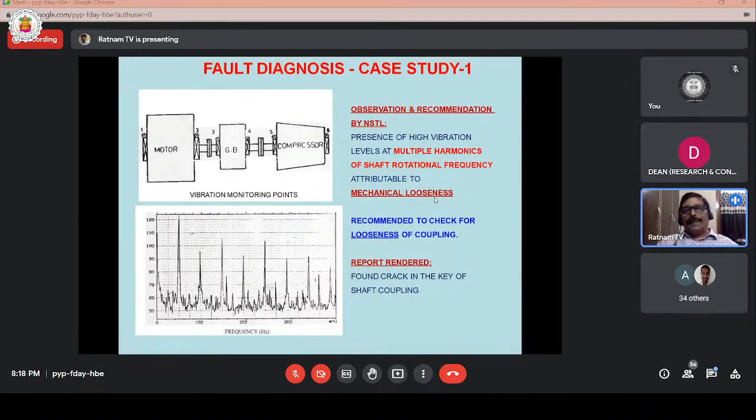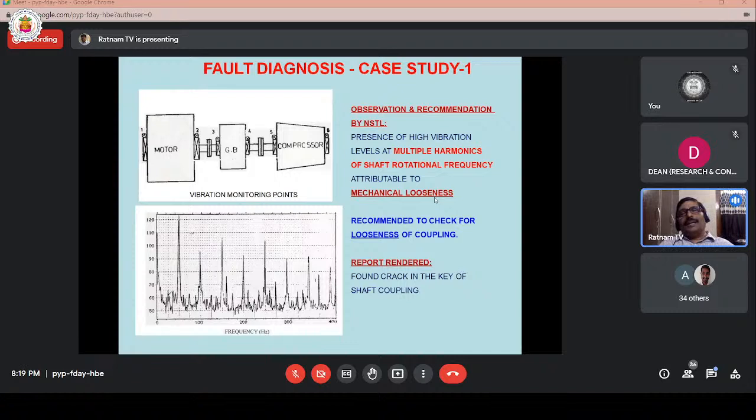These are the practical case studies I would like to present: fault diagnosis case studies. The first is a motor-driven compressor. We carried out vibration measurements at HPCL, where the compressor was shutting down with high vibration levels and high noise. We measured at various bearing points on the motor side, compressor side and gearbox, points 1 to 6, in vertical, horizontal and axial directions to obtain the maximum information from the machine.